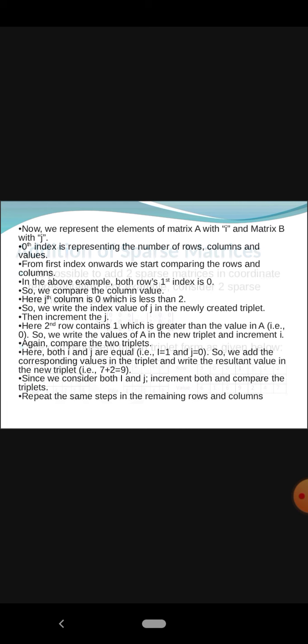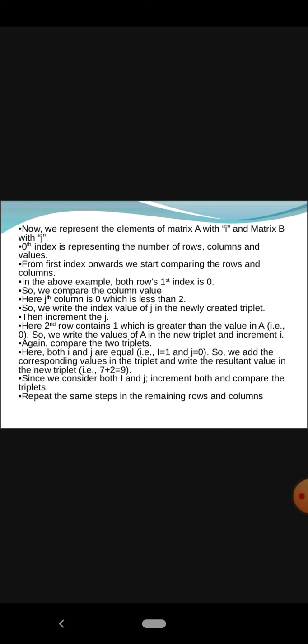Okay, so now we represent the elements of matrix A with I and matrix B with J. So the 0th index is representing the number of rows, columns and values. From the first index onwards, we start comparing the rows and columns. In the above example, both rows' first index is 0, so we compare the column value. Here the jth column is 0, which is less than 2, so we write the index value of j in the newly created triplet. Then increment the j.